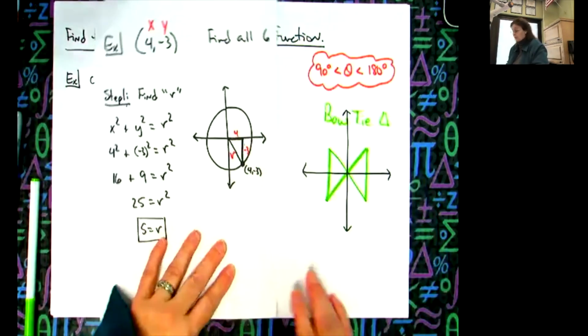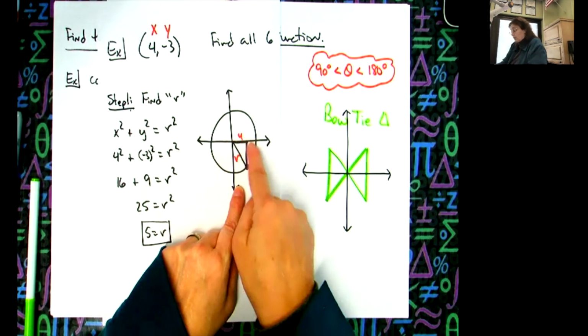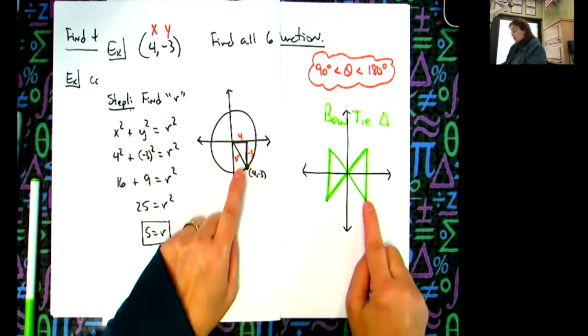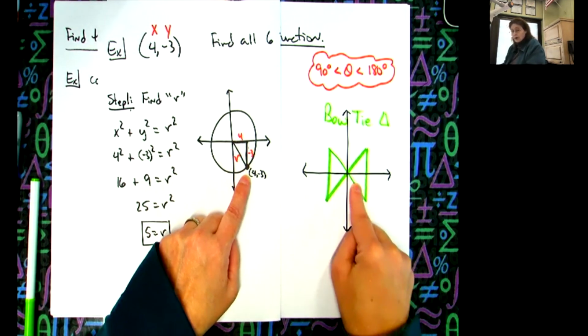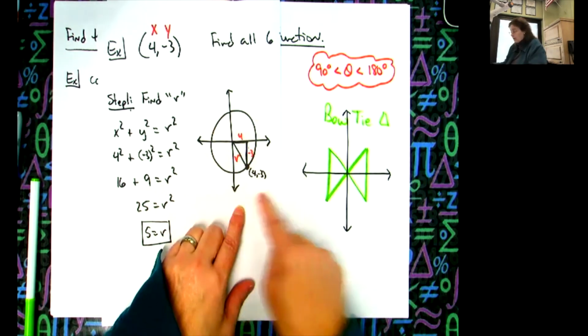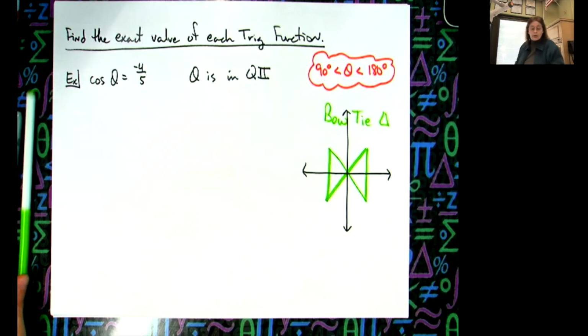All right, this is the problem that we had done earlier. I plotted that point and I went to the right 4 and I went down 3. Well, the triangle matched. I knew I was in the fourth quadrant. I knew how I had to draw that right triangle. It's part of the bow tie triangle. So based on what quadrant you're in, this is how you're going to draw your right triangles.